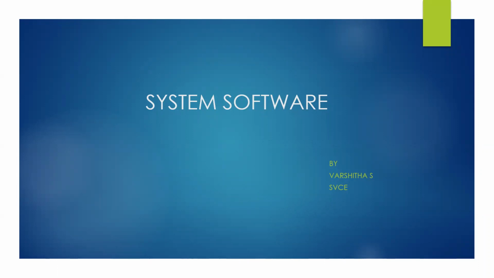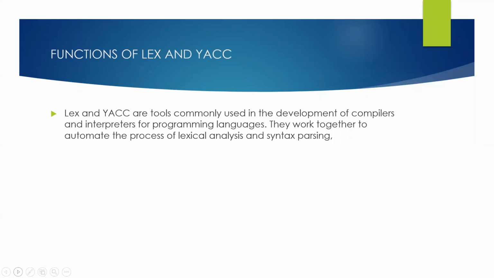Today we are going to discuss the functionalities of Lex and Yacc in systems. First, we need to know what Lex and Yacc are. Lex and Yacc are tools commonly used in the development of compilers and interpreters for a programming language. They work together to automate the process of lexical analysis and syntax analysis. Lex is used for lexical analysis and Yacc is used for syntax parsing.